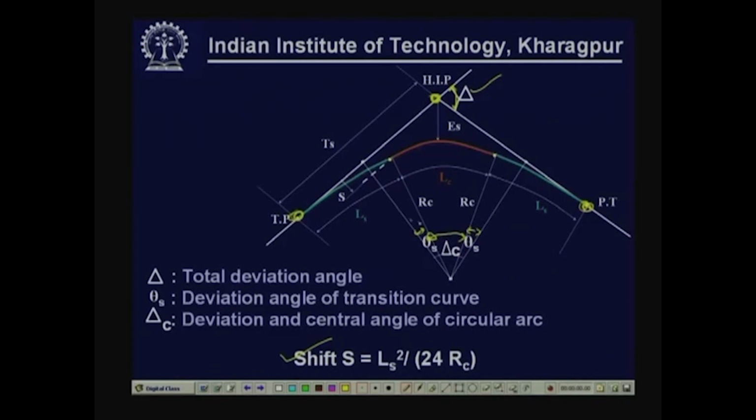Now, shift is, as I have indicated, this is the shift. This is nothing but Ls square by 24 RC. So, this is the equation commonly used to calculate the shift. Ls is the length of the transition curve, RC is the radius of the circular curve. So, it is Ls square divided by 24 RC.